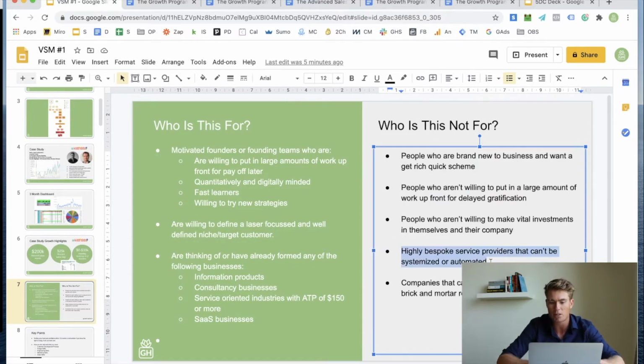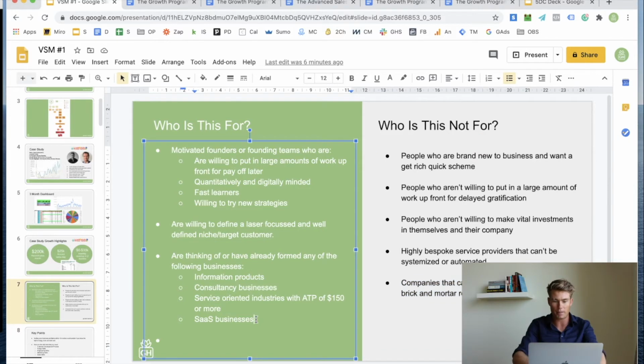If you have a highly bespoke service that can't be systemized or automated, this is probably not the course for you. My course is designed so that we can churn sales fairly quickly. So if you're doing something completely different for every single client, then this is probably not going to be the course to suit you. Also, if you are a business that doesn't typically acquire customers online, like brick and mortar restaurants, for example, this is not the product for you. My solution and these processes work generally for these kind of businesses. There will be exceptions to this and there will be others, but these are my sweet spot. Okay, so that, guys, is who the program is for and who these processes will work for.